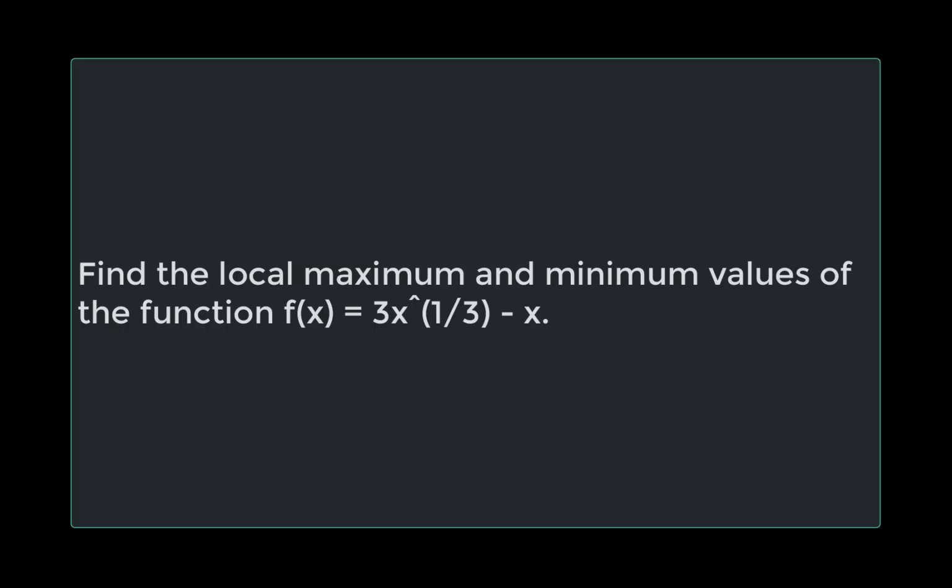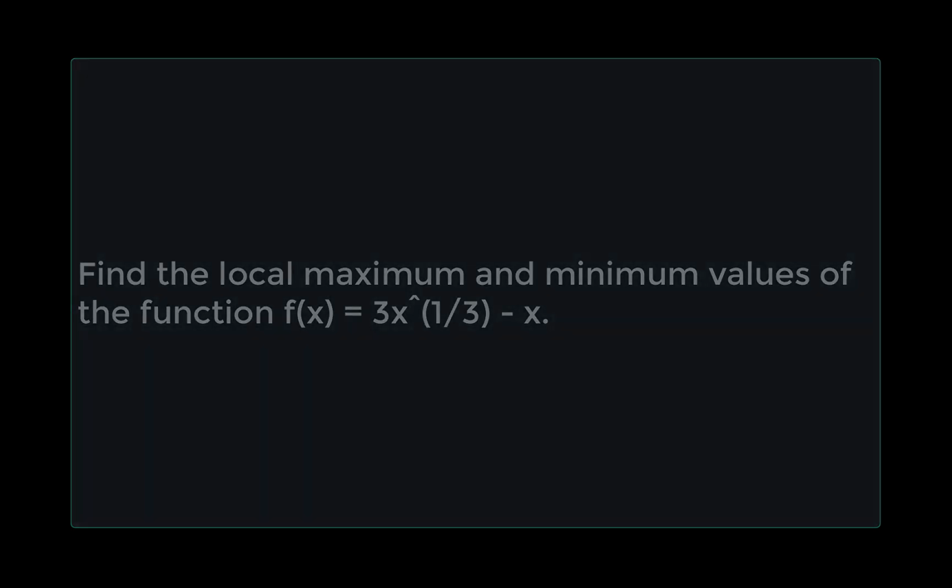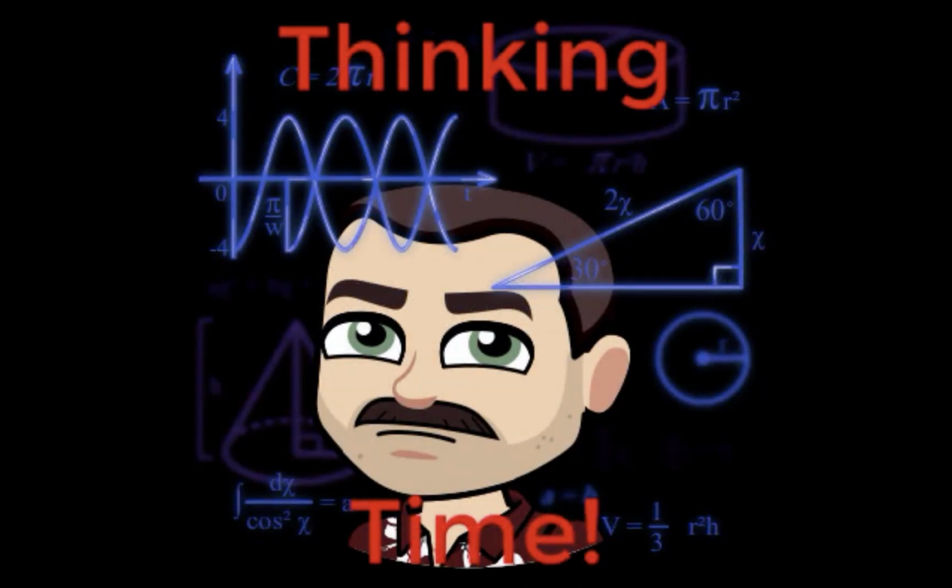The question we're working on today is, find the local maximum and minimum values of the function f of x equals 3 times the cubed root of x minus x. Okay, so we'll start this question by first writing down the function. So we have f of x is equal to 3 times x to the 1/3 minus x. And so the question is, find the local maximum and local minimum values.